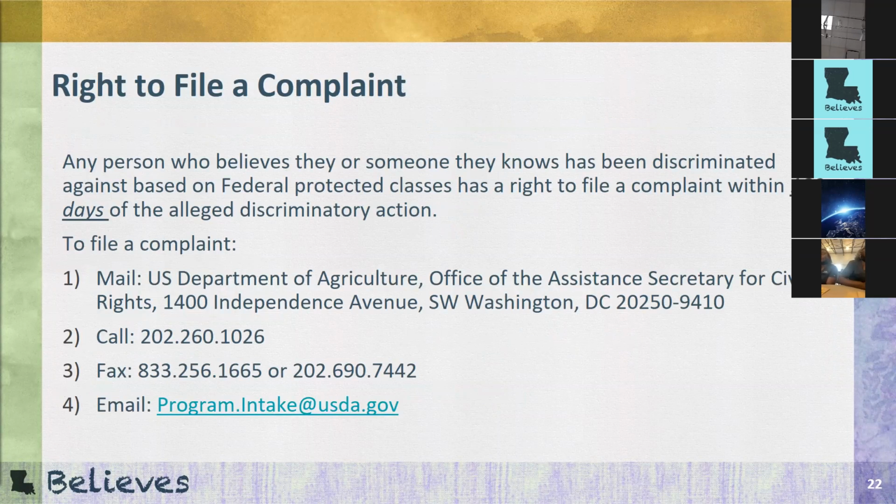Applicants and participants must be advised of their right to file a complaint, how to file a complaint, and complaint procedures. Any person who believes they have been discriminated against based on the protected classes of national origin, race, sex, color, age, or disability has a right to file a complaint within 180 days of the alleged discriminatory action.